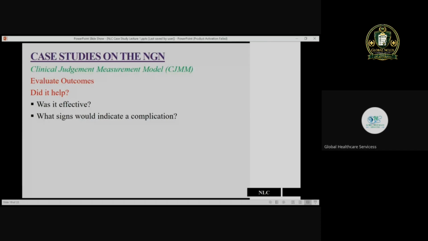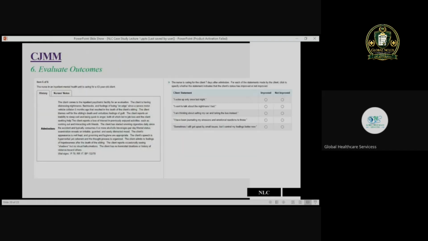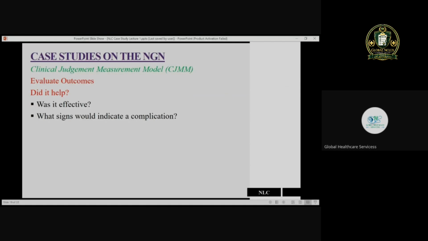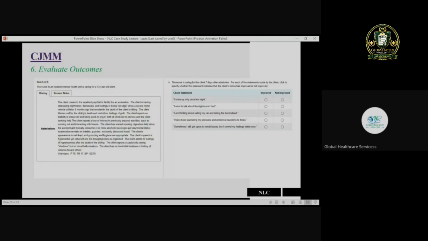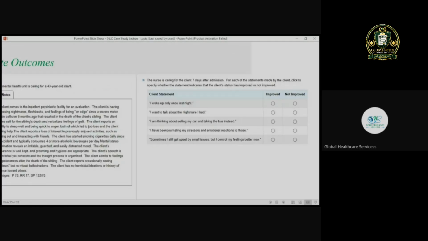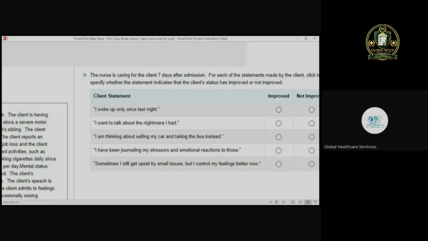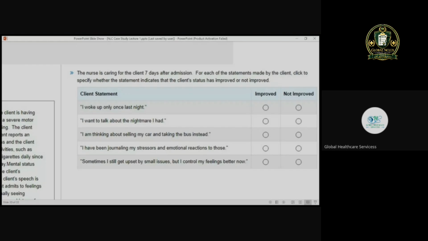Next is evaluate the outcomes. Did it help? Was it effective? What signs would indicate a complication? So the next and last question is this: the nurse is caring for the client 7 days after admission. For each statement made by the client, click to specify whether the statement indicates the client's status has improved or not improved.